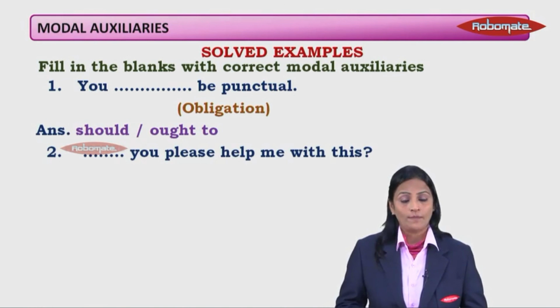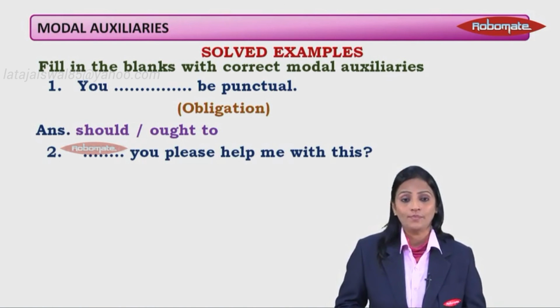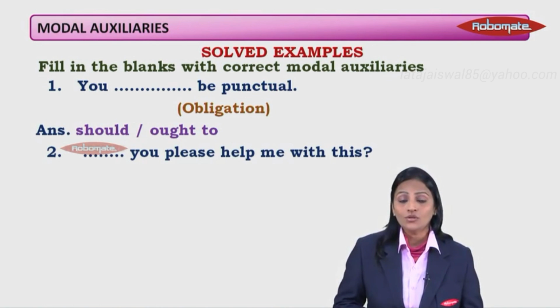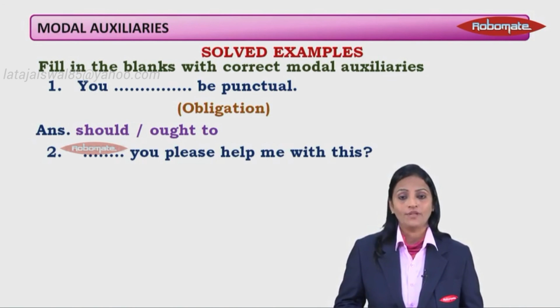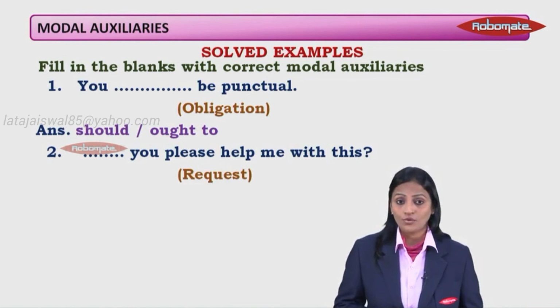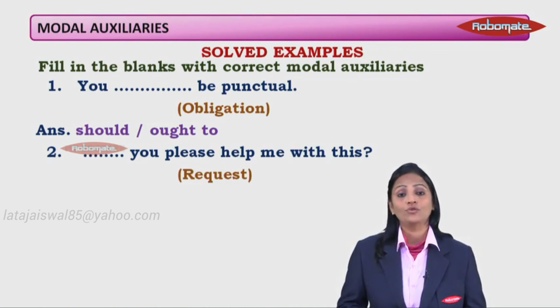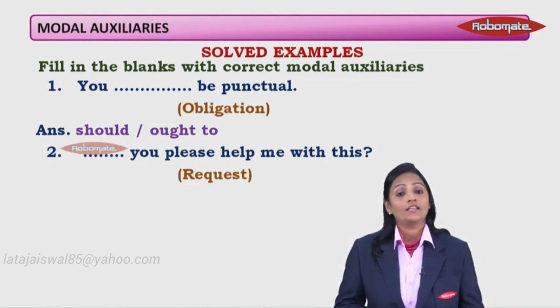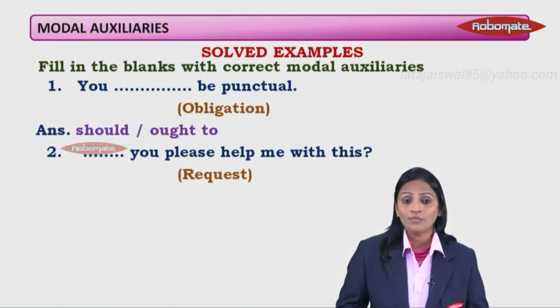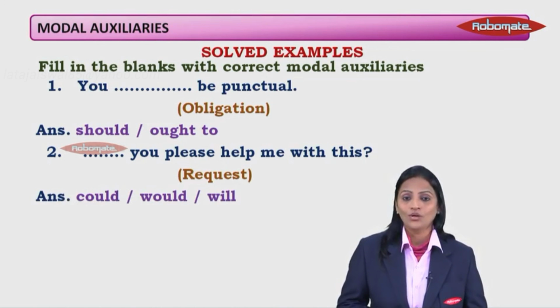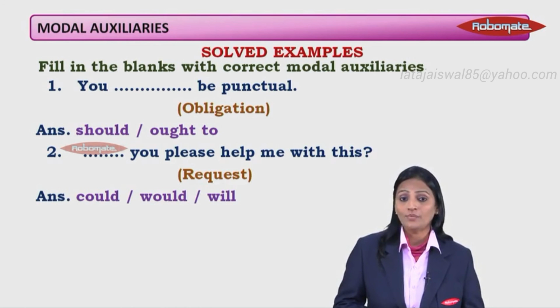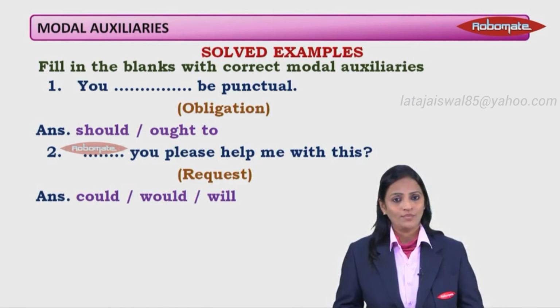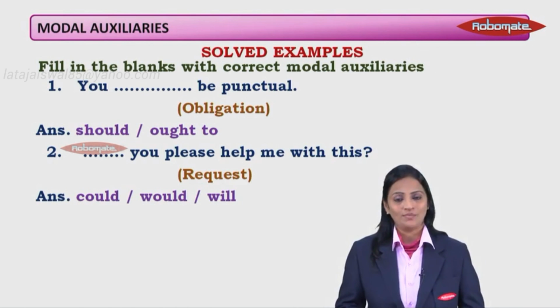The next one. Dash you please help me with this. Now this looks like a request because you want help. So you are asking for help. Therefore it is a polite request that you have to actually express. You have to use a modal auxiliary expressing request. Remember students, we had three options. Could, would, will. All three would be correct. Could you please help me with this? Would you please help me with this? And will you please help me with this?